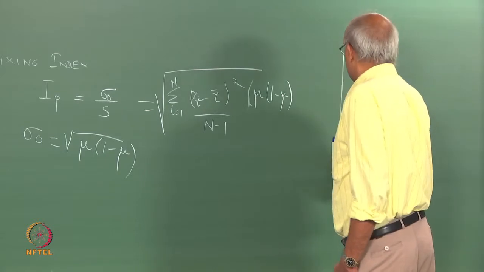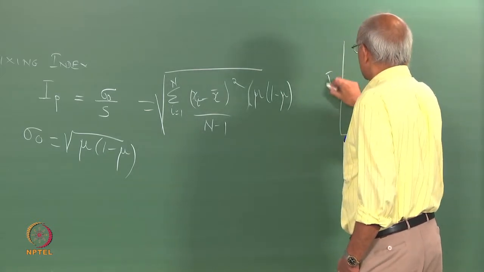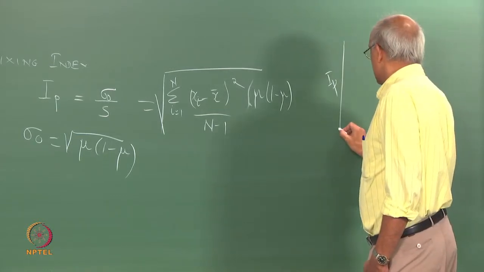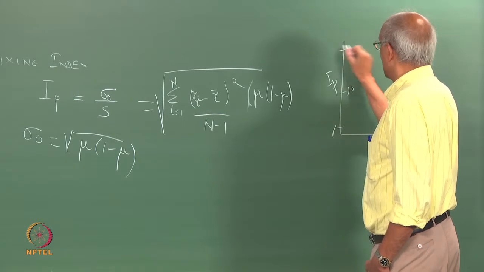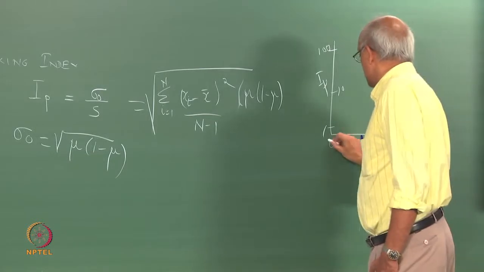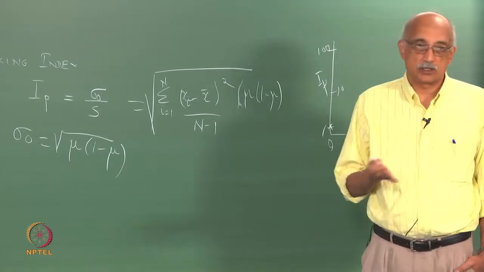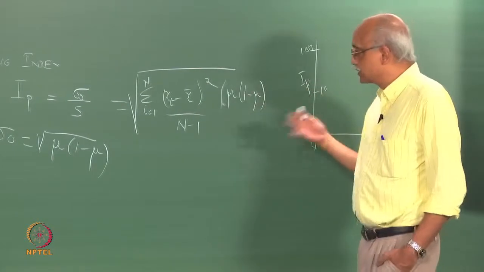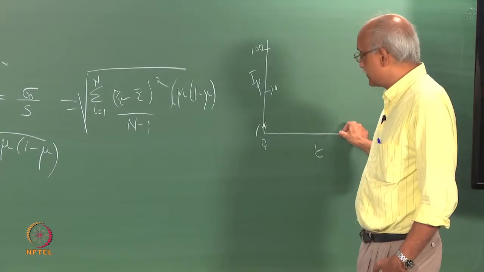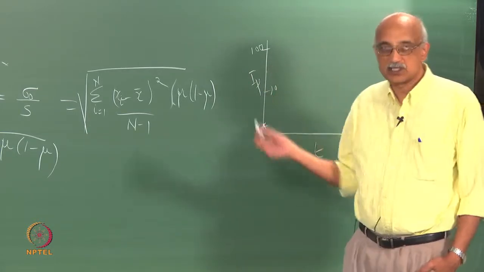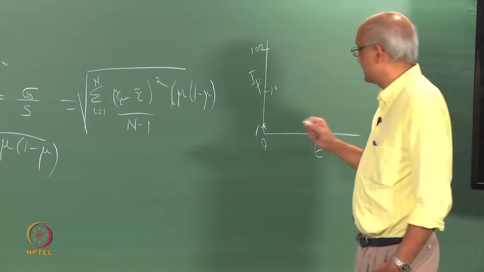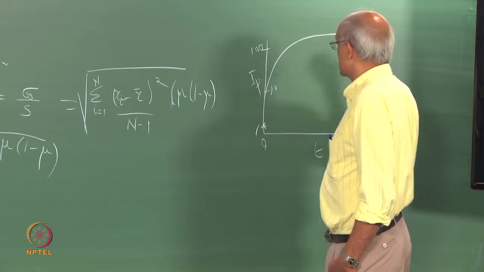If you plot T versus IP, what is this going to look like? So, let us say that this is 1, 10, 100 and so on. At time 0, it is going to be equal to 1, because the definition of this is the standard deviation at time 0 divided by standard deviation at time t. With the passage of time, this is going to keep increasing, right, because S will keep decreasing. The measured standard deviation keeps decreasing as a function of time. So, you will get a curve that looks like this.